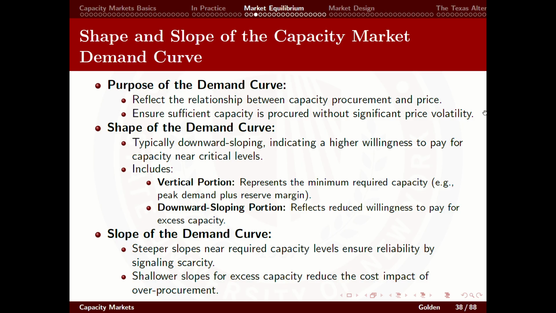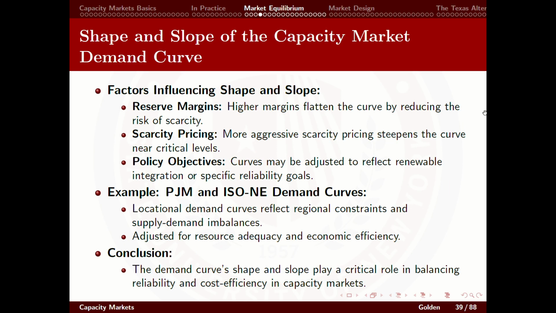So the slope of the demand curve, steeper slopes near required capacity levels ensure reliability is met. And then you have shallower slopes as you have more and more capacity until you have a horizontal capacity curve at zero. So influencing the shape and slope, obviously, are reserve margins, how much you want to downplay the risk of scarcity. How much do you have scarcity pricing? More aggressive scarcity pricing steepens the curve at near critical levels.